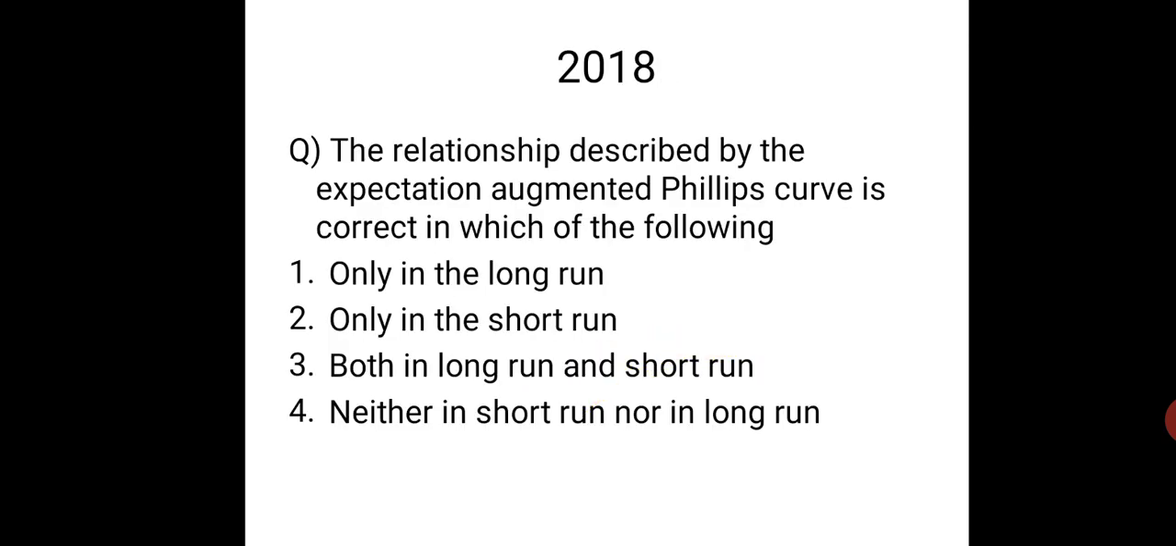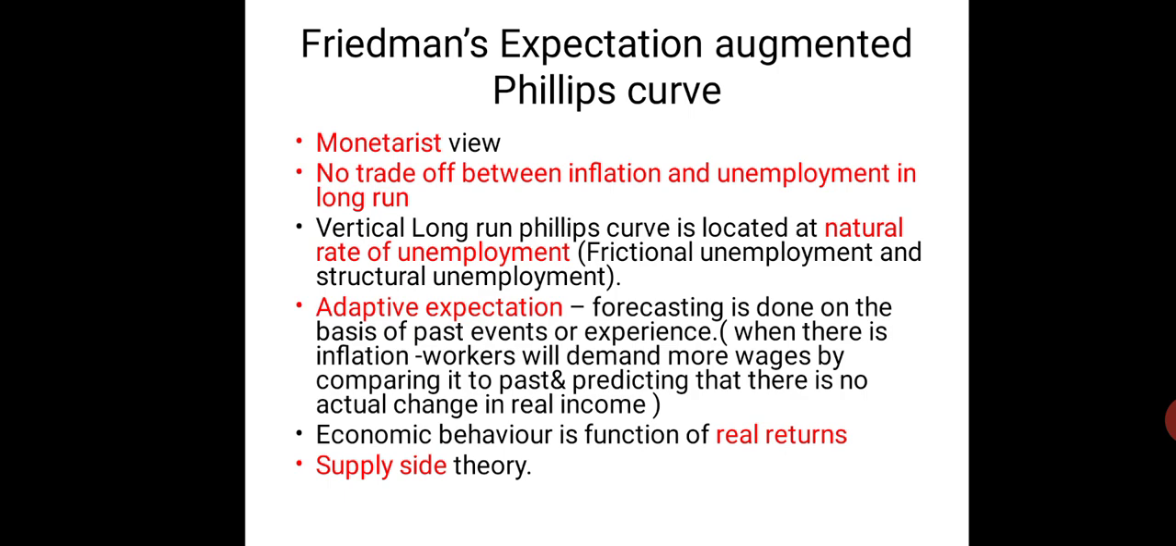Next question, which has appeared in the 2018 paper. The relationship described by expectation-augmented Phillips curve is correct in which of the following? So they are actually talking about expectation-augmented Phillips curve, which is brought by Milton Friedman, and Milton Friedman had a monetaristic view on Phillips curve, which is completely different from that of AW's short-run Phillips curve. He is considering a long-run Phillips curve here. He said that the Phillips curve is going to be vertical in the long run, and in the long run there is no trade-off between inflation and unemployment, which is completely opposite to that of short-run AW Phillips curve, where there was a trade-off between inflation and unemployment.